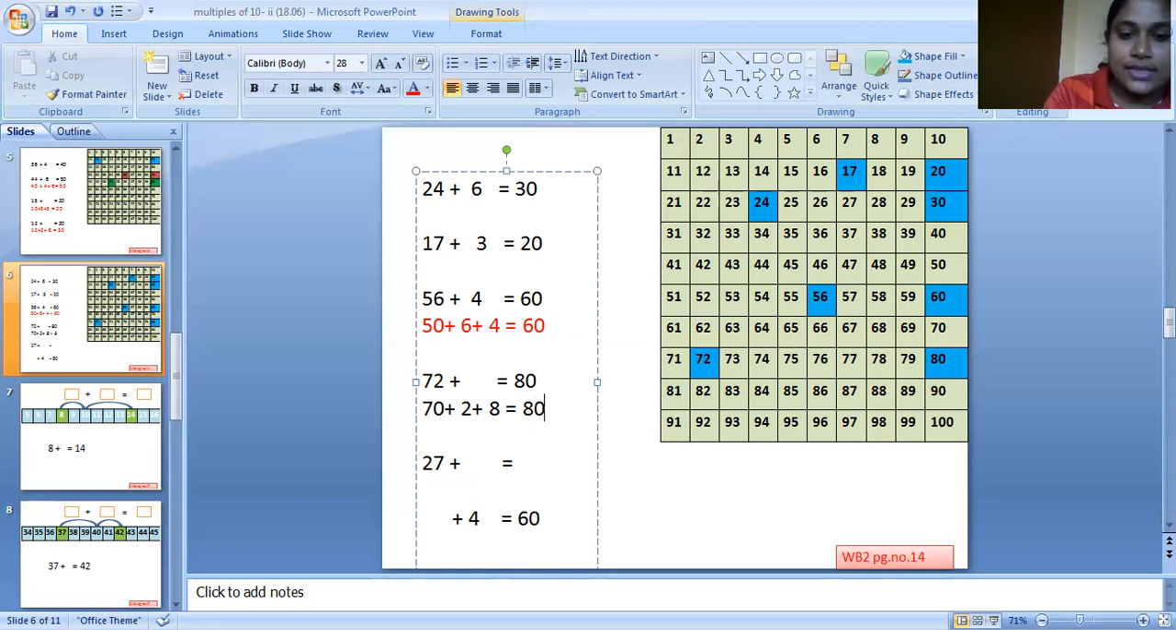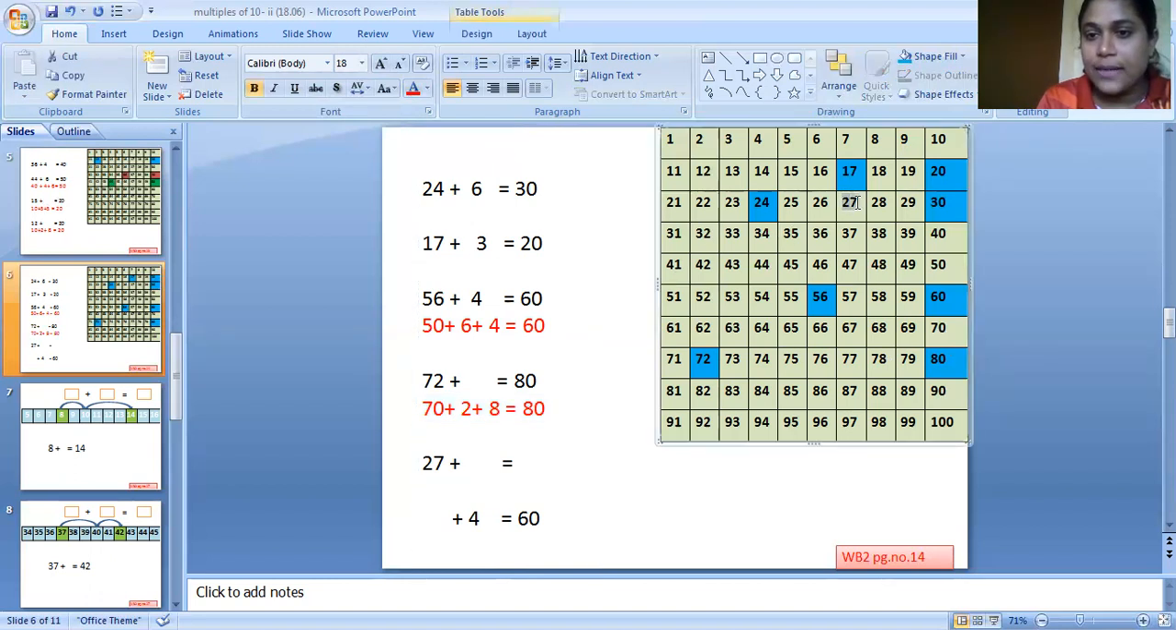So the answer is 80. Here 1, 2, 3, 4, 5, 6, 7, 8. You can try both the ways, then you can improve a lot. Okay. This 27. Next number is 27. I will mark 27.